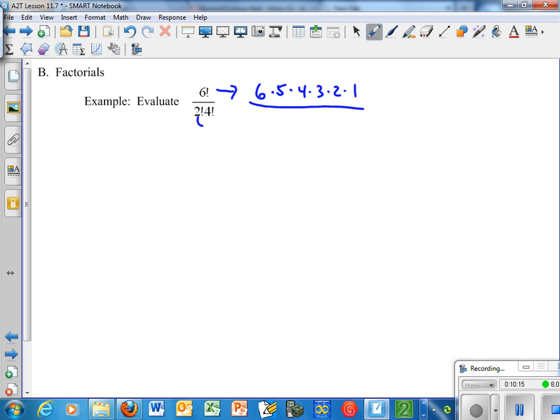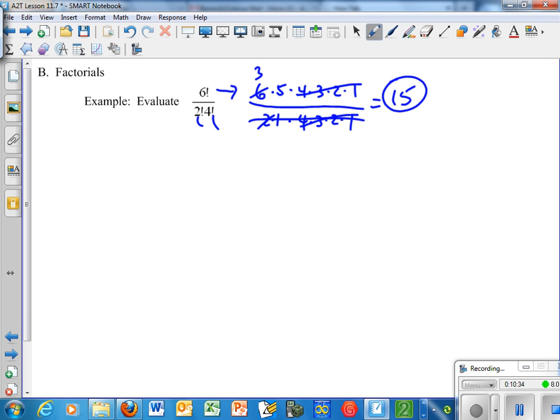Then I have 2 factorial, which is 2 times 1, multiplied by 4 factorial, which is 4 times 3 times 2 times 1. We can do a bunch of canceling. 4 times 3 times 2 times 1 cancels. 2 goes into 6 3 times. So basically everything's gone on the bottom, or I have a 1. I'm left with 3 times 5, which is 15.